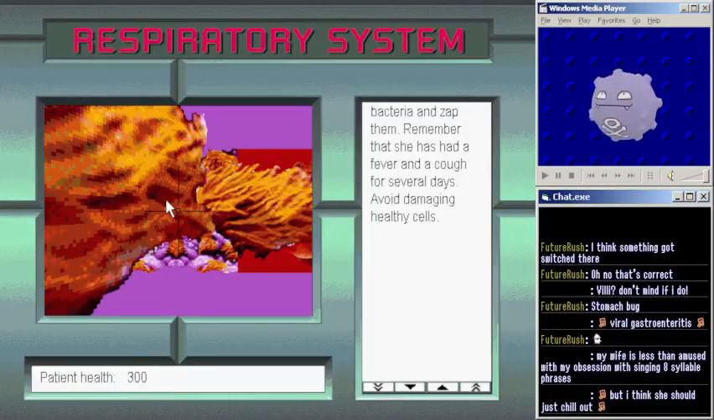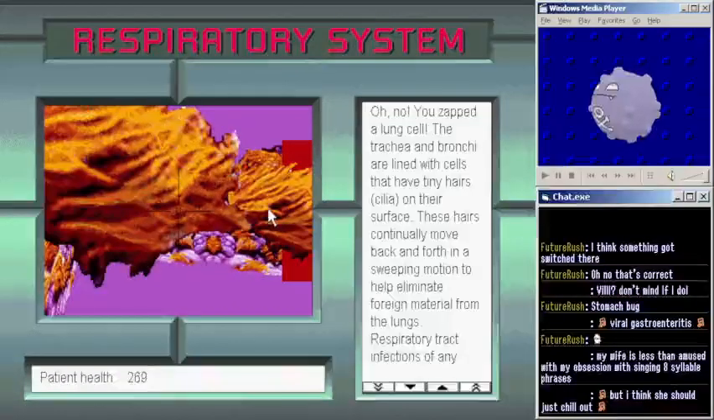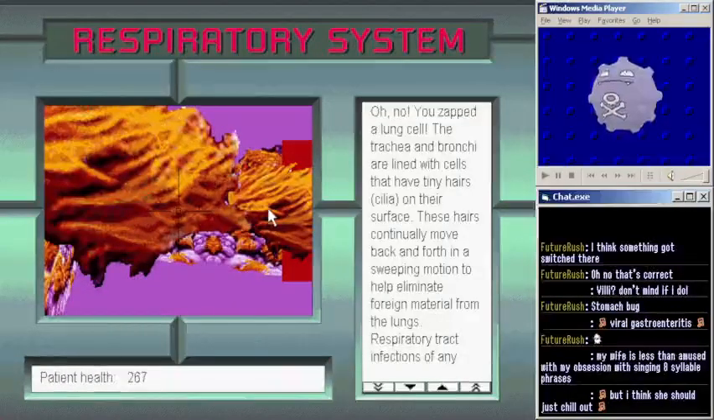I think she should just chill out. I think we should damage a healthy cell. Have we damaged a healthy cell in the lungs yet? Oh no! You zapped a lung cell!